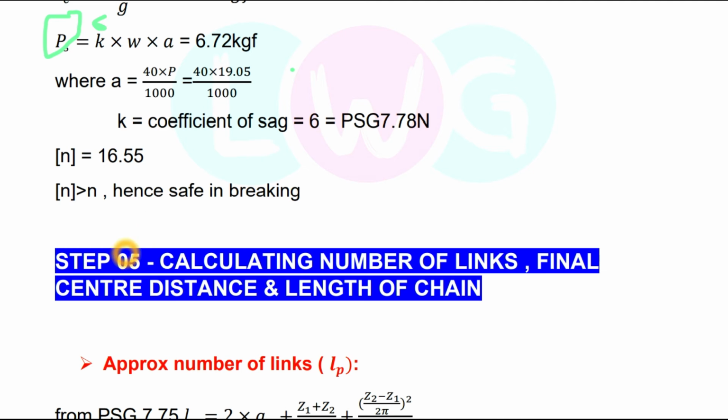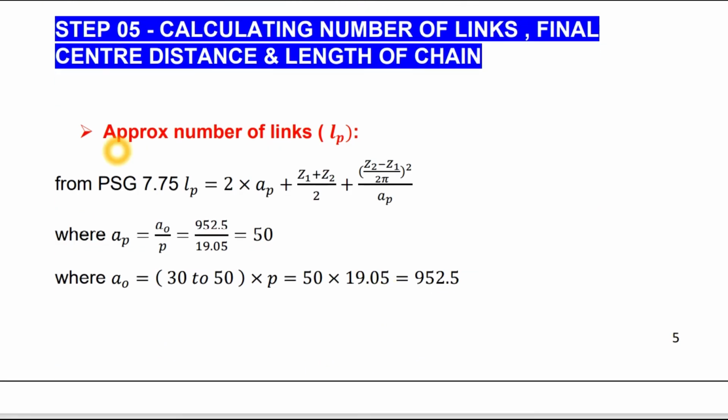So now moving to the next step. Next step is step number 5, where we will calculate number of links, final center distance, and length of chain. For this, go to PSG page number 7.75. There you go. Now first we will find the approximate number of links. For this there is a formula from PSG 7.75.